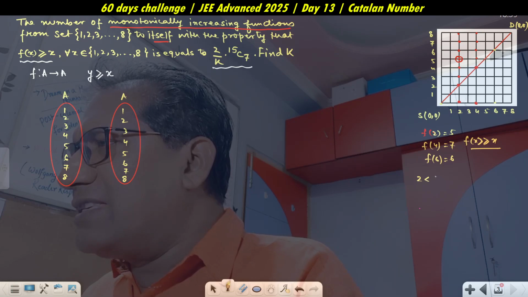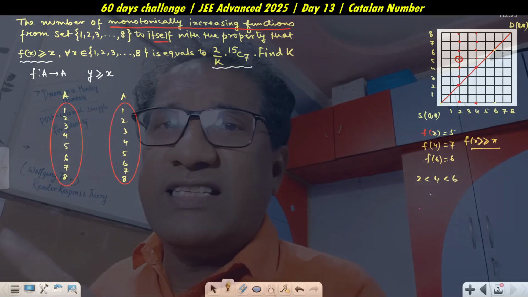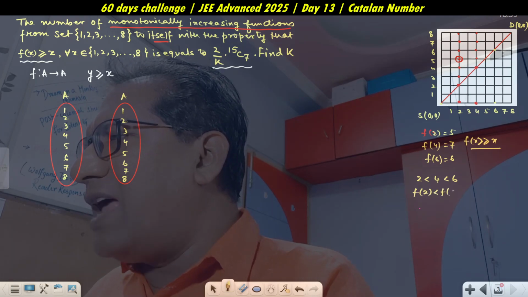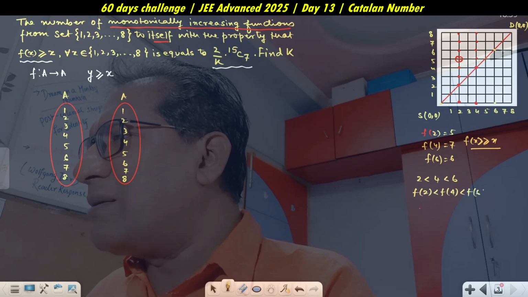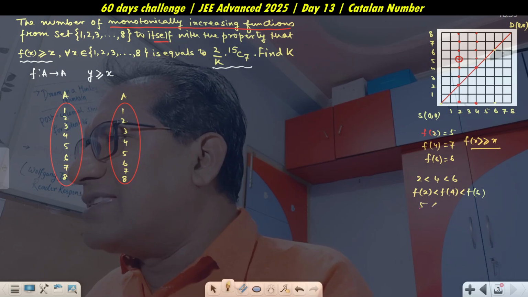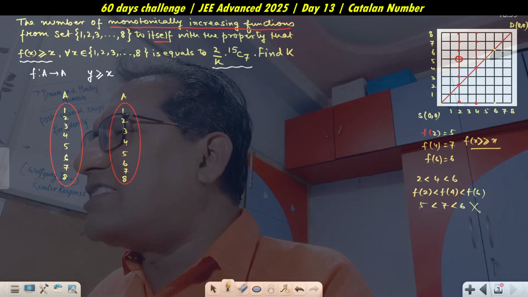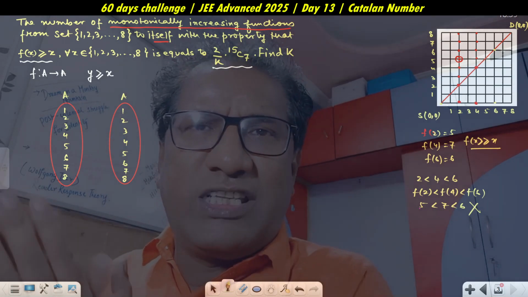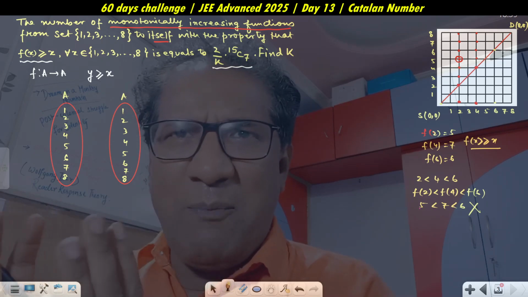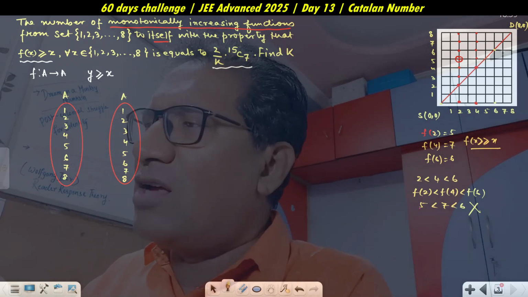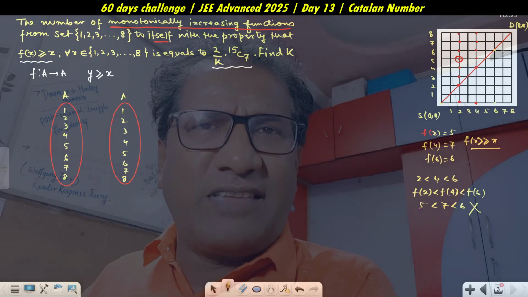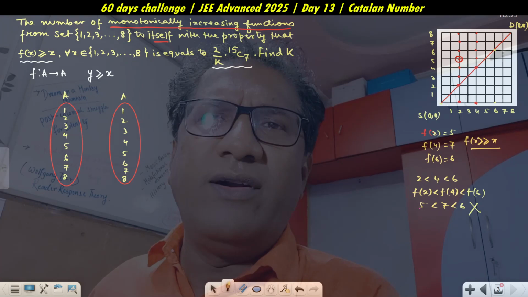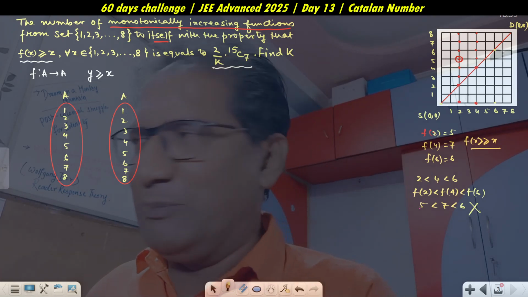Your 2 is less than 4 is less than 6. So if it is a monotonically increasing function, then f(2) will be less than f(4) less than f(6). But here f(2) is 5, less than 7, less than 6. This is wrong. So you cannot arbitrarily choose these points. Are you getting my point? You cannot choose in this way because it will satisfy y greater than equals to x, but it is not going to satisfy the condition of a monotonically increasing function, right?